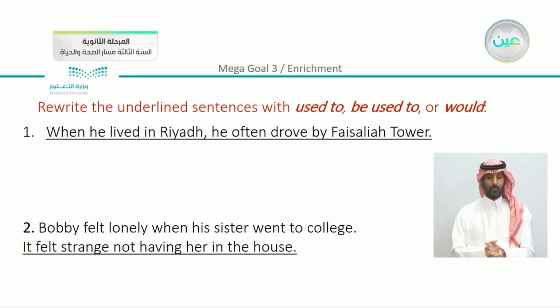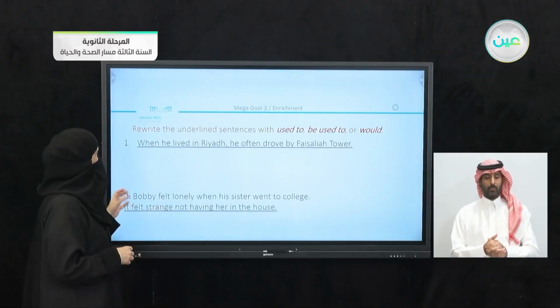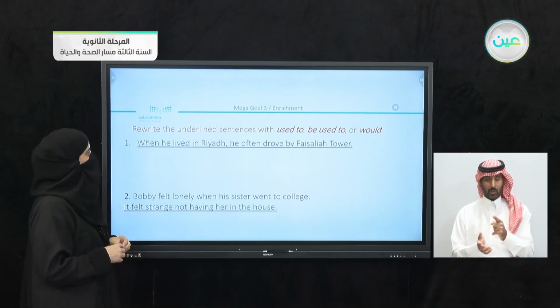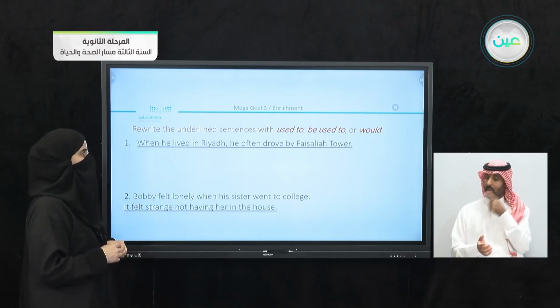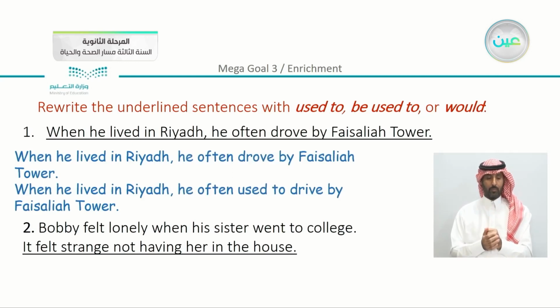Now we have a task to rewrite the underlined sentences with used to, be used to, or would. So we're going to just apply in these two examples. When he lived in Riyadh, he often drove by Faisaliya Tower. How can you use one of the forms that we have here? We can say, for example, when he lived in Riyadh, he often used to drive by Faisaliya Tower.